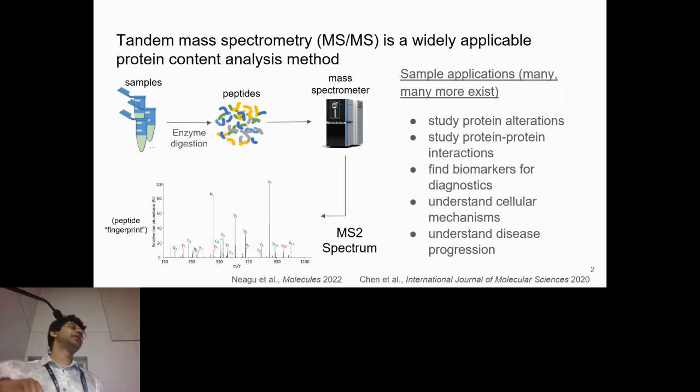So let's start off by going over a very high level example of a tandem mass spectrometry workflow. You have samples from some organism, you take the proteins from that, digest it into peptides, usually between 6 to 50 amino acids long. You shoot that into the magic mass spectrometer and out comes an MS2 spectrum. I like to think of this as a peptide fingerprint.